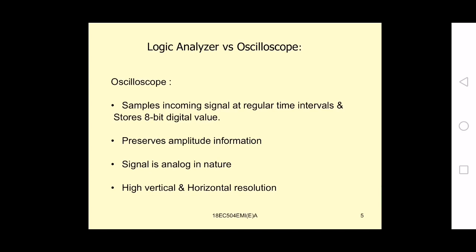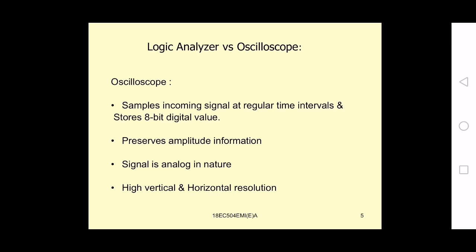Now a comparison of the logic analyzer with oscilloscopes. Oscilloscopes sample the incoming signal at regular time intervals and store 8-bit digital values. Whatever the incoming signal is, it samples at regular time intervals, let's suppose 1 second, 1 millisecond or 1 microsecond. It stores the 8-bit digital value, and it preserves the amplitude information.